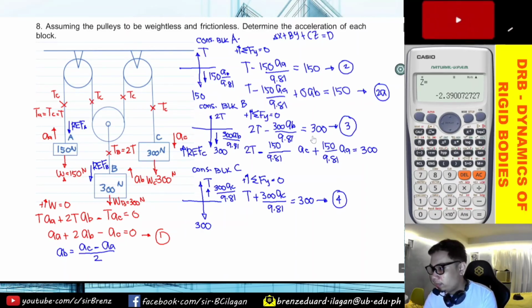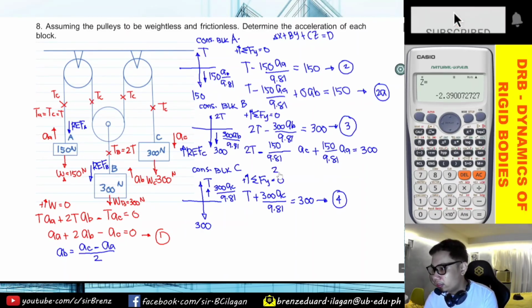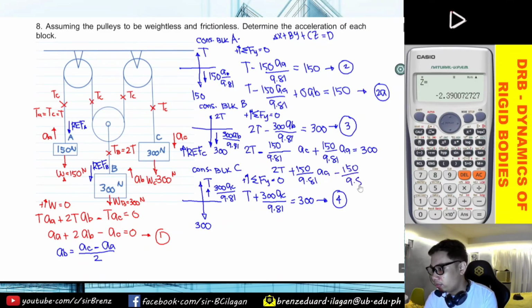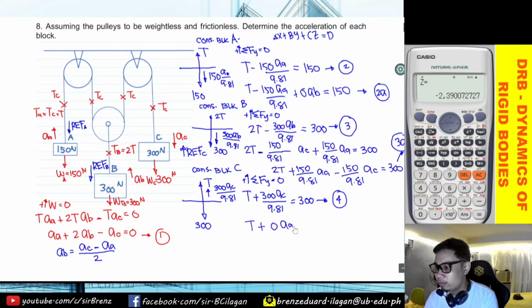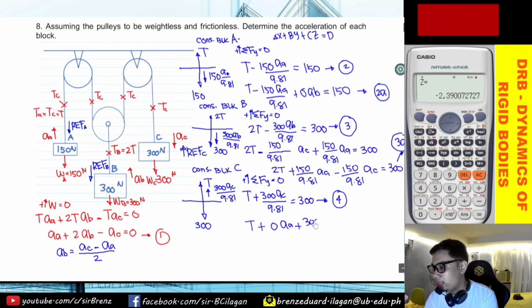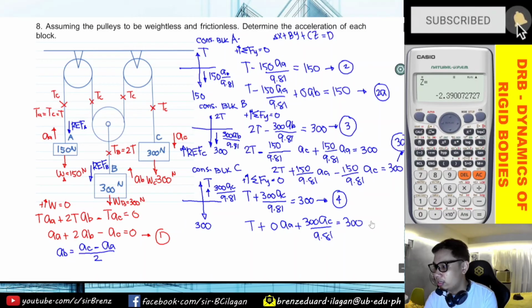Pagpapalitin lang natin ang pwesto yan. So, this will be 2T, plus 150 over 9.81 of A sub A, and then minus 150 over 9.81 of A sub C is equals to 300. So this will be our new equation 3 sub A. And then last, lalagyan lang natin ng 0 A sub A kasi wala naman talaga siyang ganun. Plus 300 of A sub C all over 9.81 is equals to 300. So this will be our new equation for A.